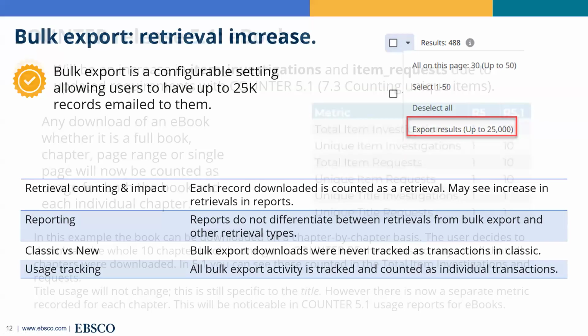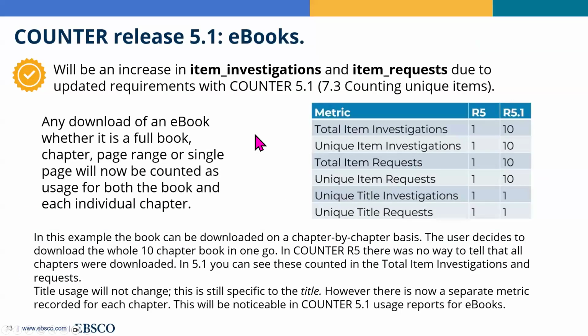Okay, moving on from there. The last thing we're going to cover is the COUNTER release 5.1 and the change to ebook counting. So again, this is a requirement with COUNTER 5.1. It will affect all vendors, not just EBSCO, but it's useful to know what the changes are going to look like. So historically with COUNTER, you always had your unique title and unique investigations and requests at the title level.